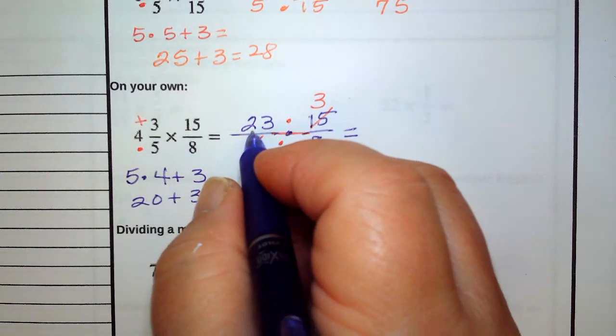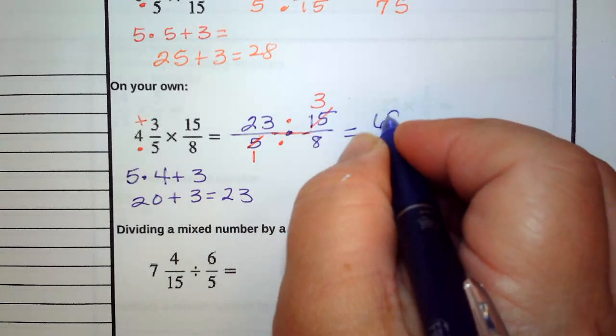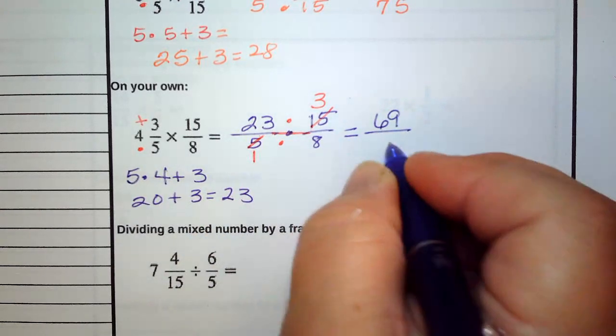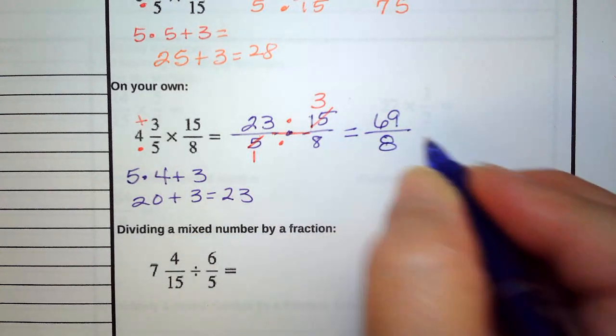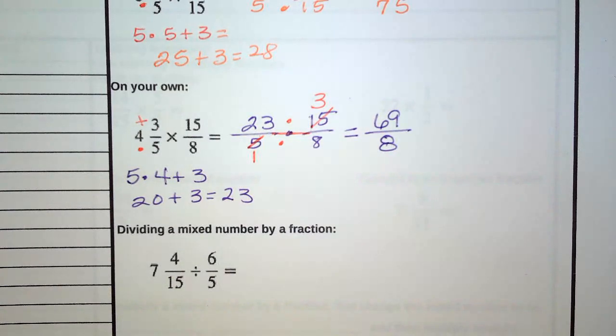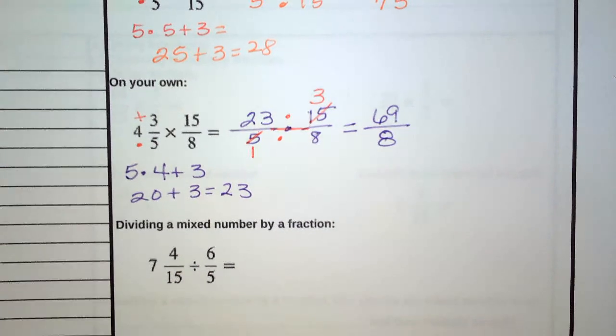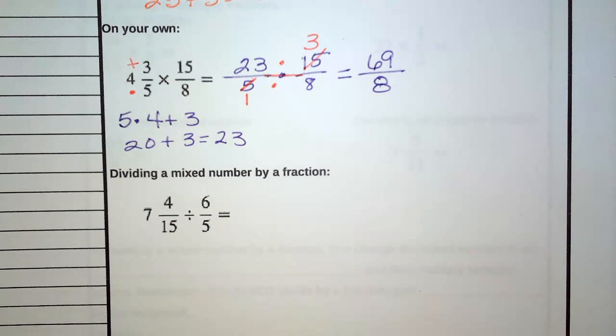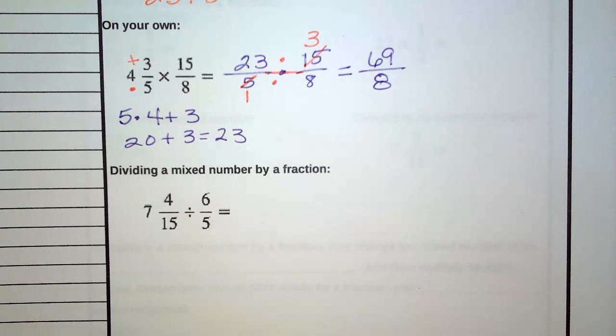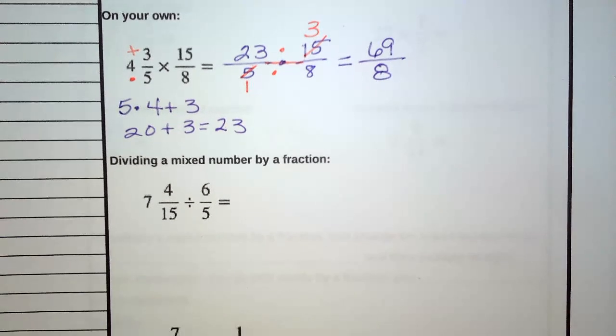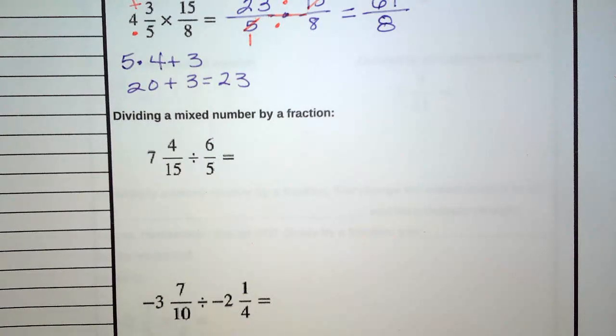3 times 23 will be 69. 1 times 8 is 8. And I am done. Is that the answer you got on your own? I hope so.